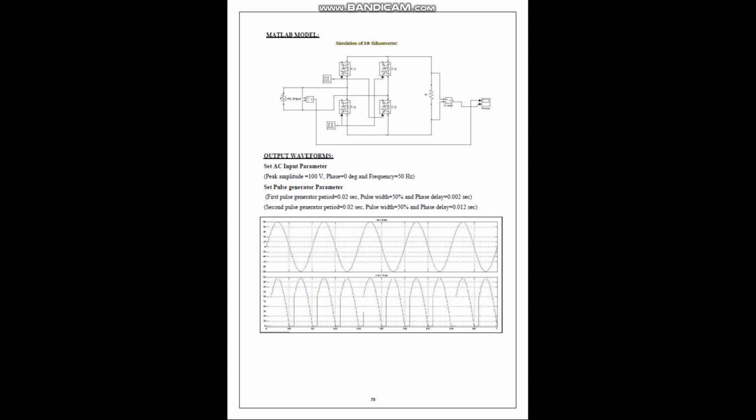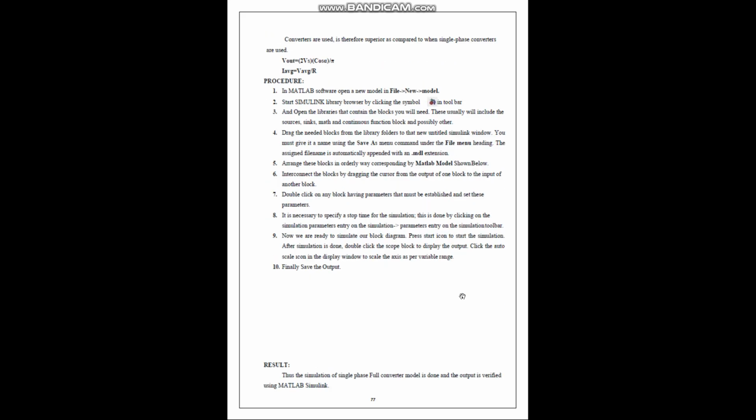After setting the parameters, you once again save your model and then run the model, and after compiling you can double click the scope. After double clicking the scope we can obtain the output waveform like this. Thus the simulation of the single phase full wave converter model is done, and the output is verified using MATLAB Simulink. Thank you.